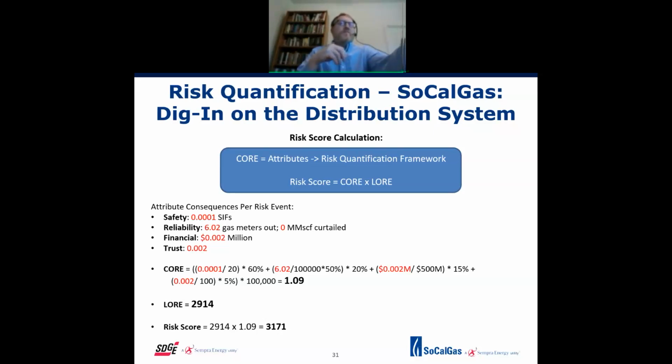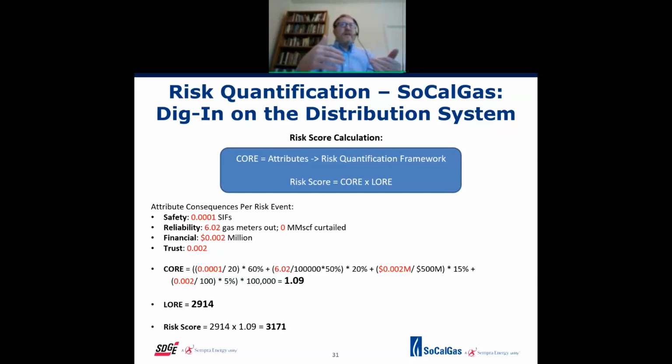So you take those inputs, we showed it in red, and then you take that to the MAVF and you run it through the MAVF, the risk quantification framework. I know it's boring math, but it's the same as we showed earlier. You divide it by the range. Because we're doing things linearly, it's pretty straightforward. You divide it by the range, you multiply by the weighting, and you do that over and over again for each of the attributes. And then again, we multiply by 100,000 to make it more human readable. And the core turns out to be 1.09.